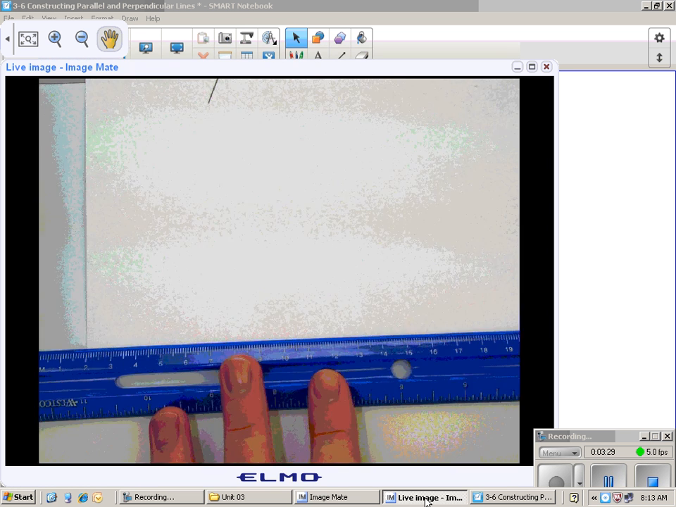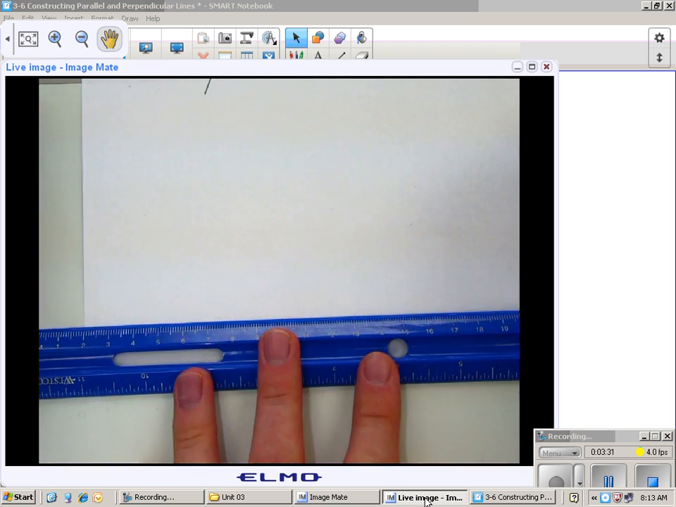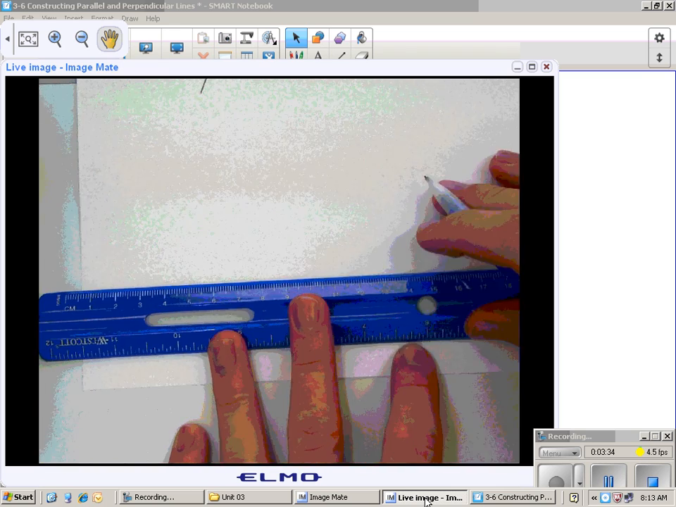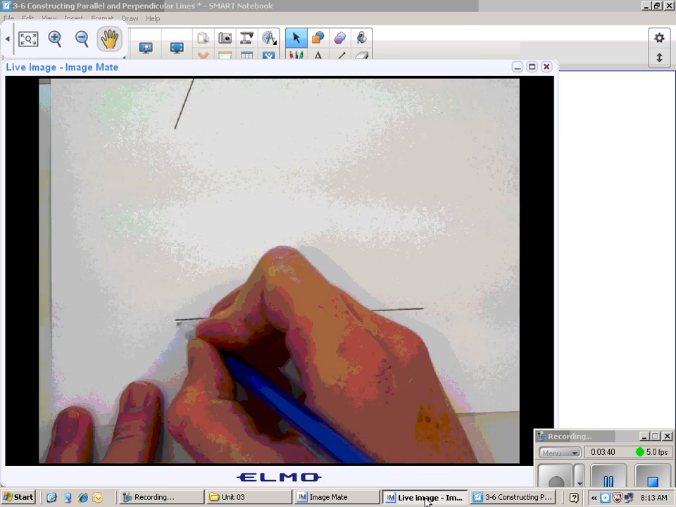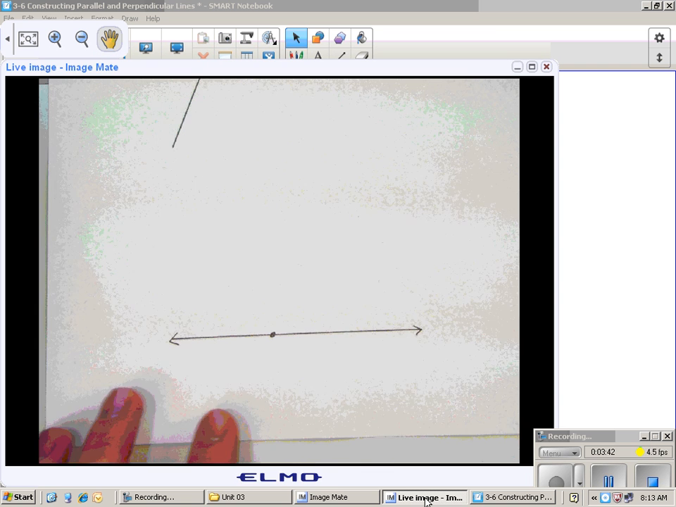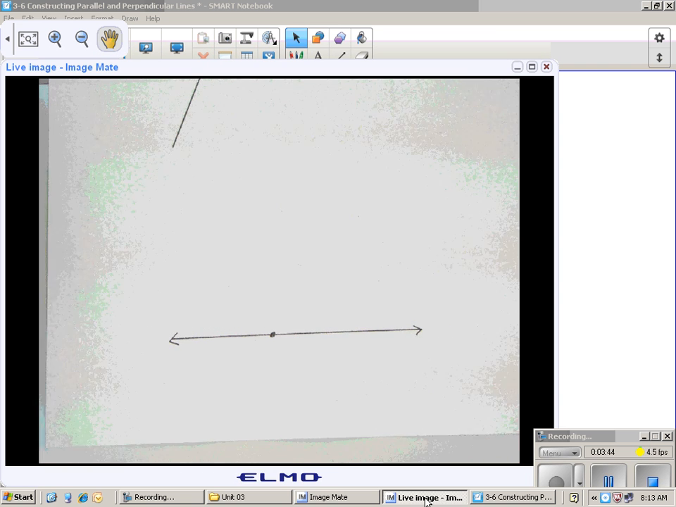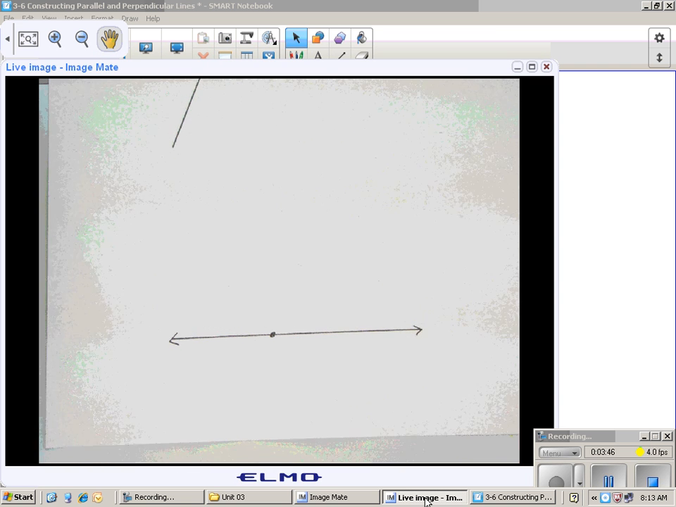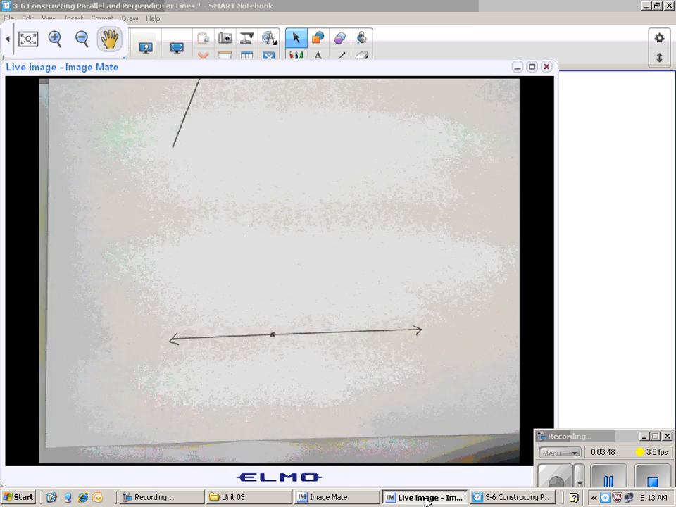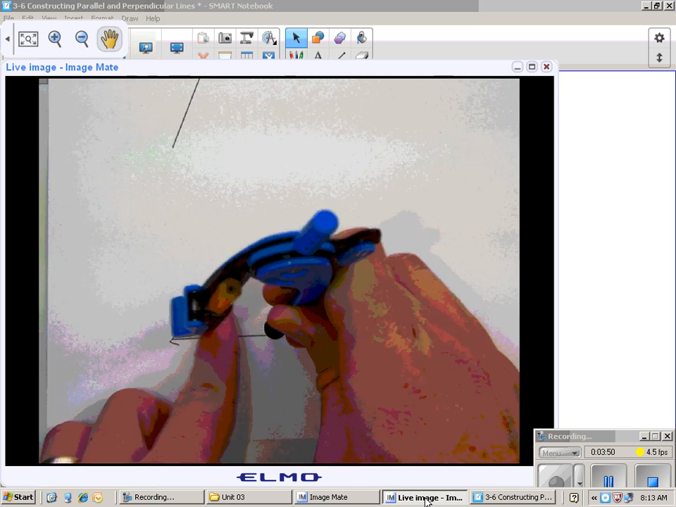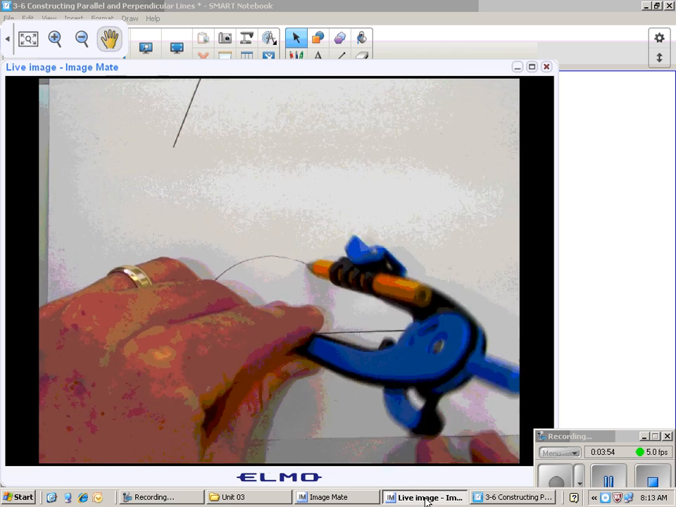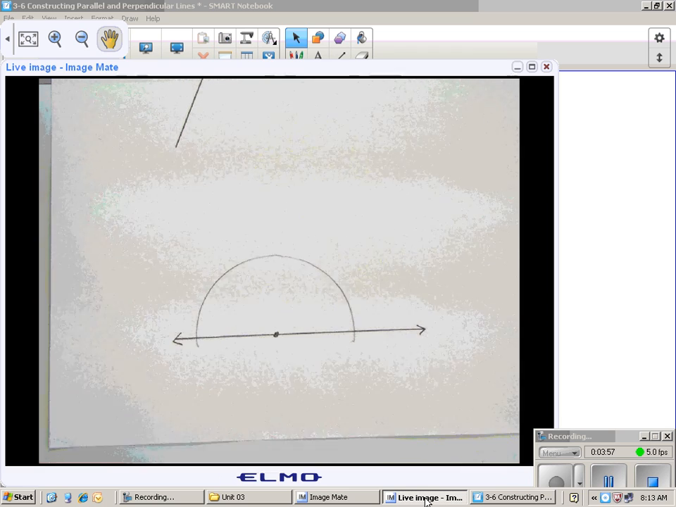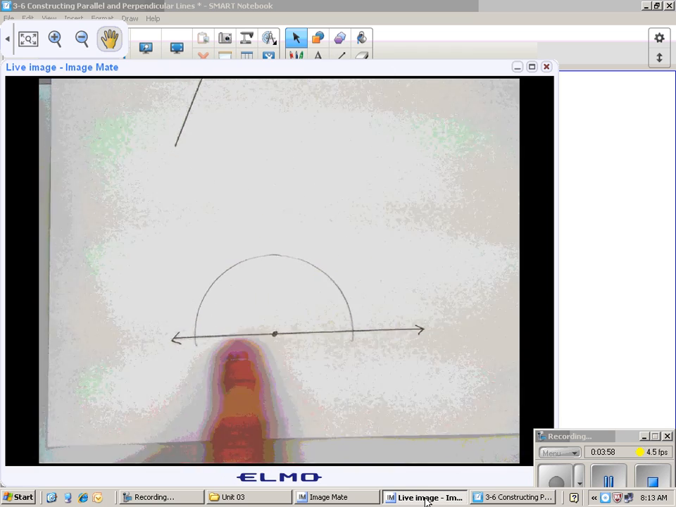So here's a line, and we're first going to do a point that's on the line. So here's the line, and I'll pick a point on the line. It doesn't matter where on the line it is. Now the first thing you will do is you will find two other points that are the same distance away. It doesn't matter how big your compass is, but you'll make a really big arc that goes through both sides of the line. These points are the same distance away.